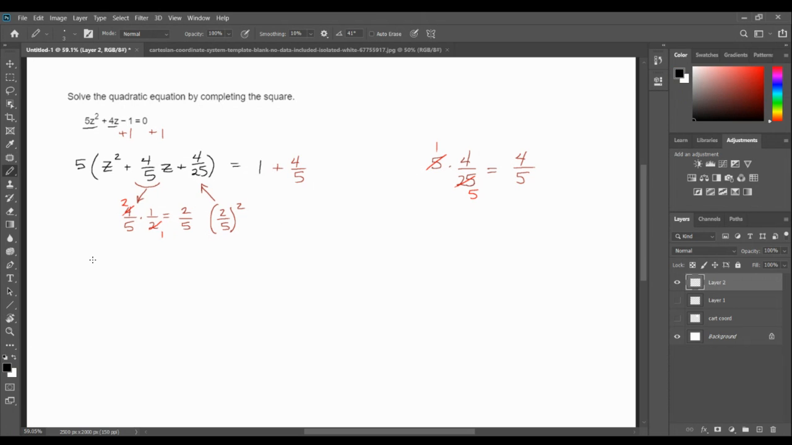So now what I have, and I'm going to rewrite this, hoping to make it more clear: z squared plus 4/5 z plus 4/25 equals 1 plus 4/5. We know that 1, another way to write that is 5/5. And I did that so I have a common denominator, so I can add those together. And 5/5 plus 4/5 is 9/5.